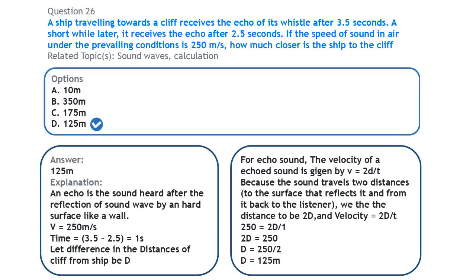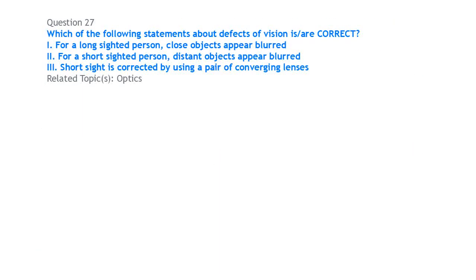Another way you could have calculated this is to use this formula to calculate the distance taking the time to be 3.5 seconds. Then you calculate the distance again, taking the time to be 2.5 seconds. Then you take the difference between both distances, and you'll get the same answer.